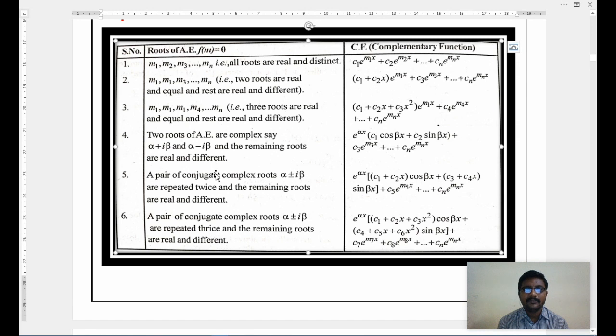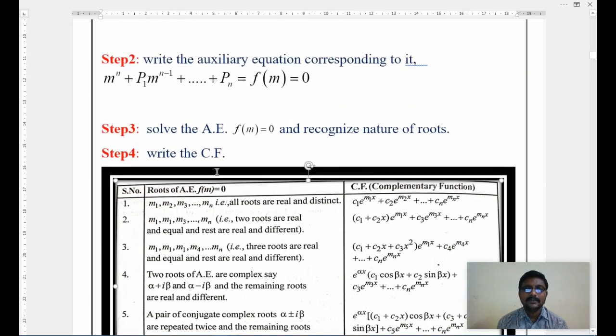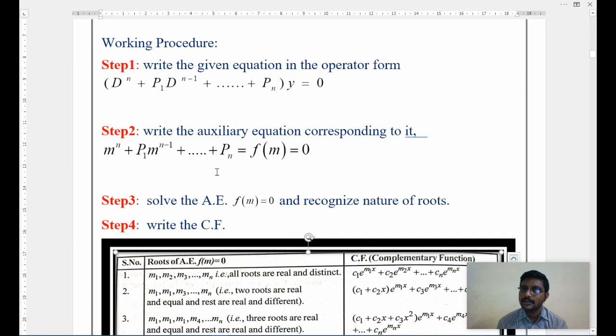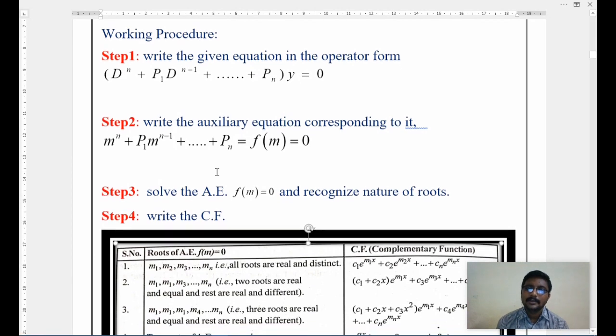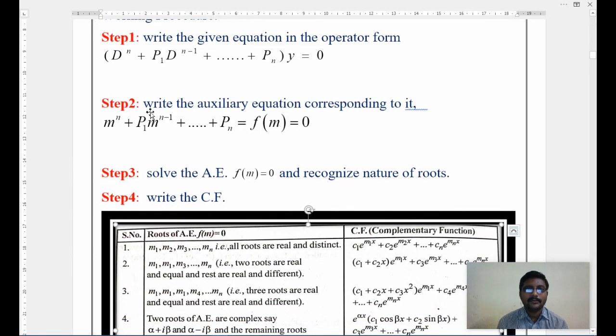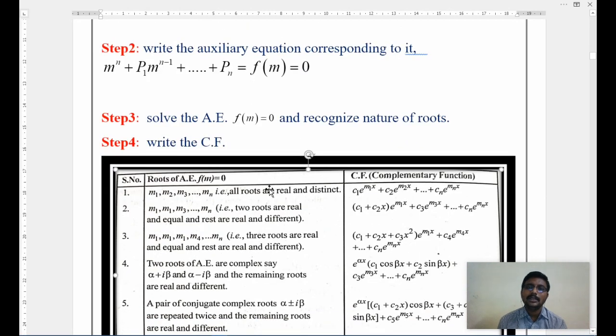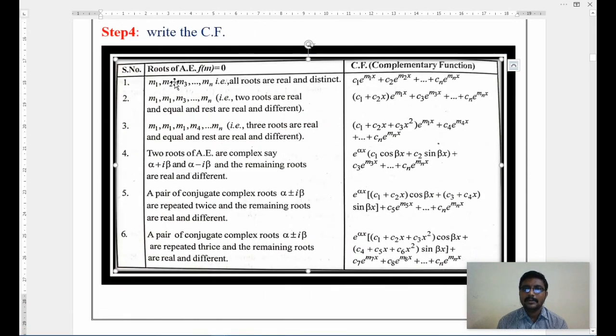We just have to follow these 5 steps to write the complementary function. So this totally depends upon the nature of the roots. Only these 4 steps are considered to write the solution for a homogeneous differential equation of nth order. We write the operator form and the auxiliary equation. We compute the roots of the auxiliary equation. Depending upon the nature of the roots, we write the complementary function. The roots may be real and distinct, real and equal, three roots may be real and equal, imaginary roots, and imaginary roots repeated twice and thrice.